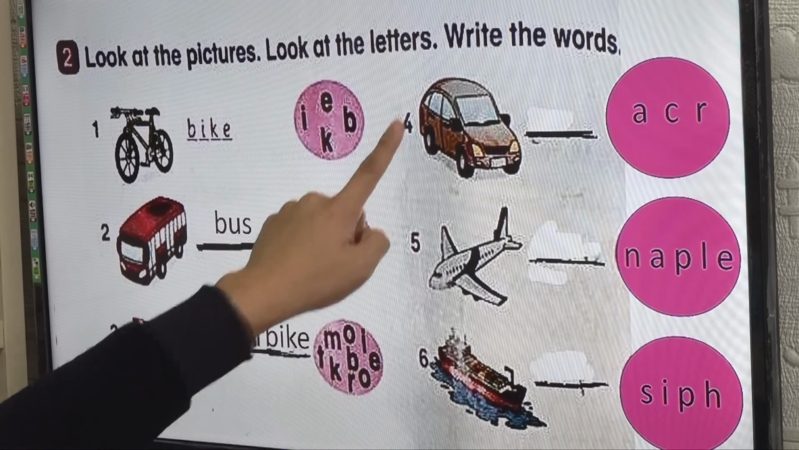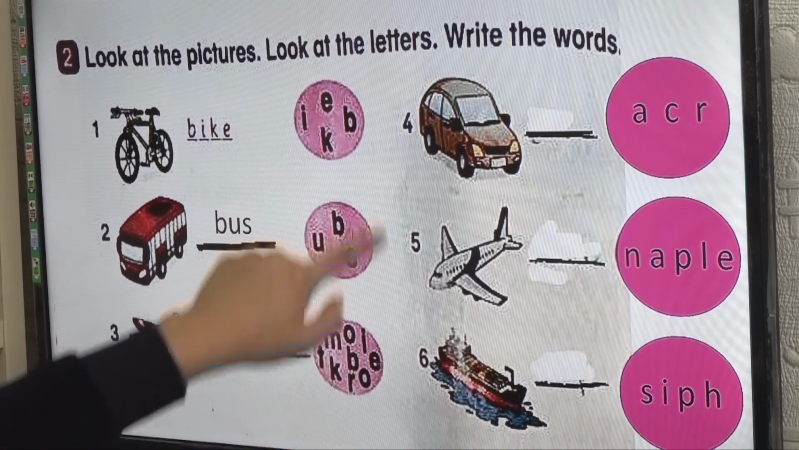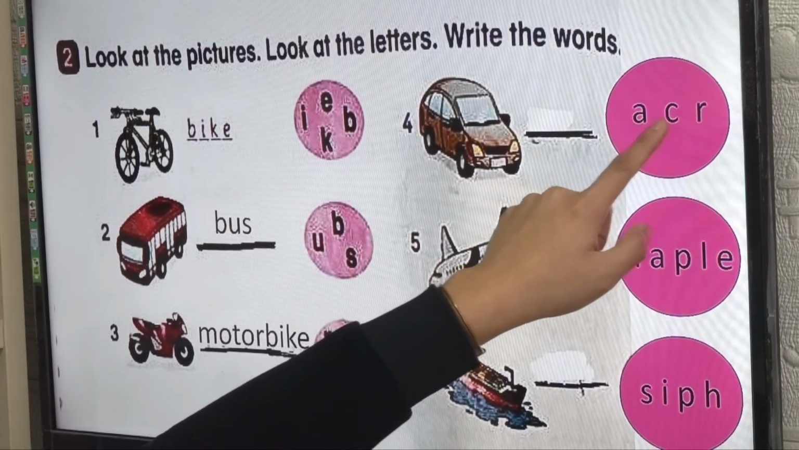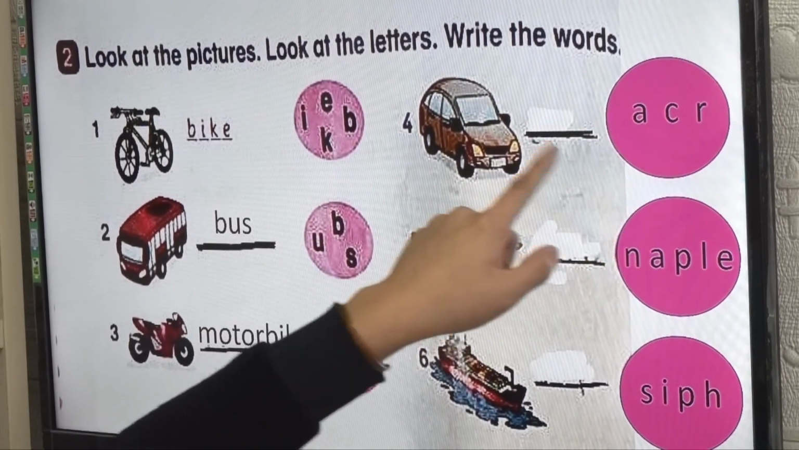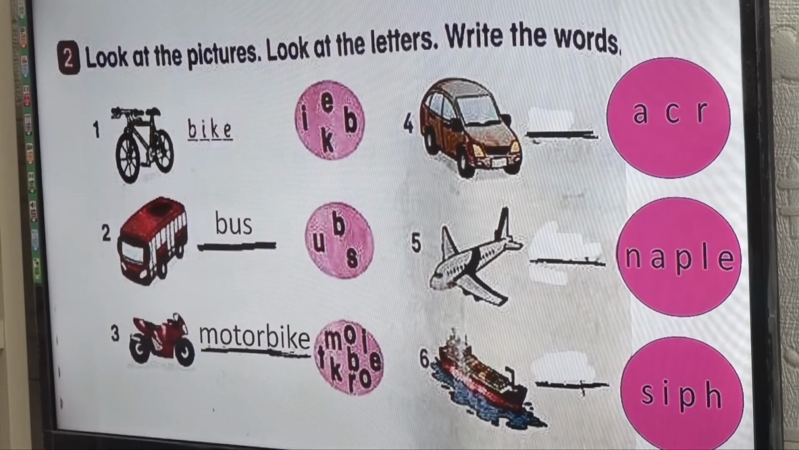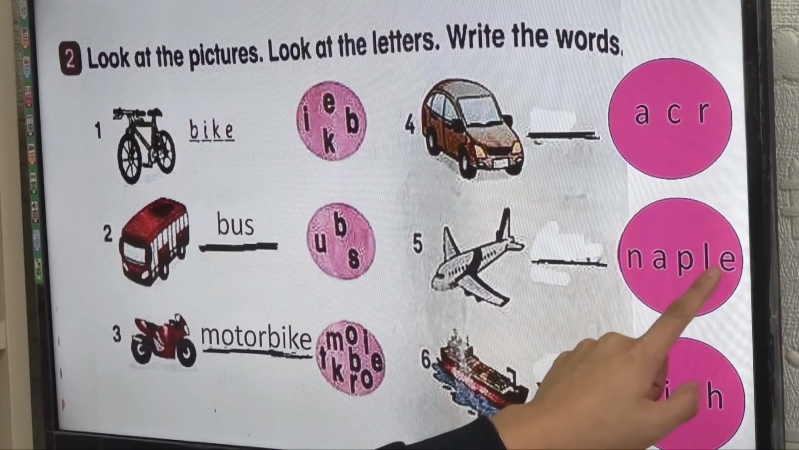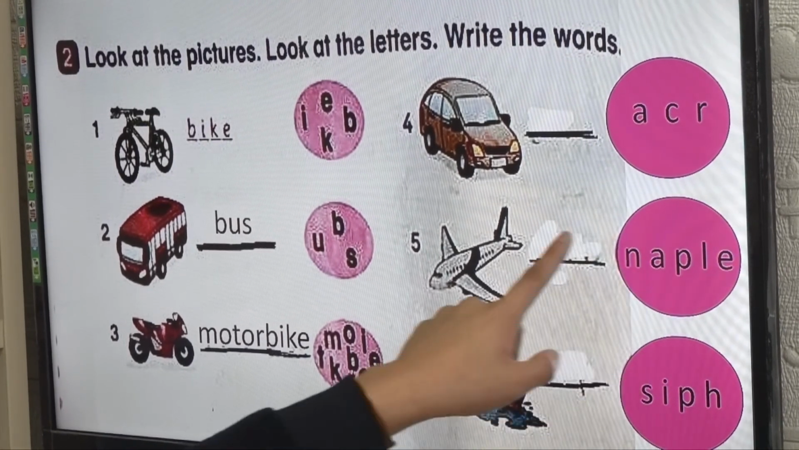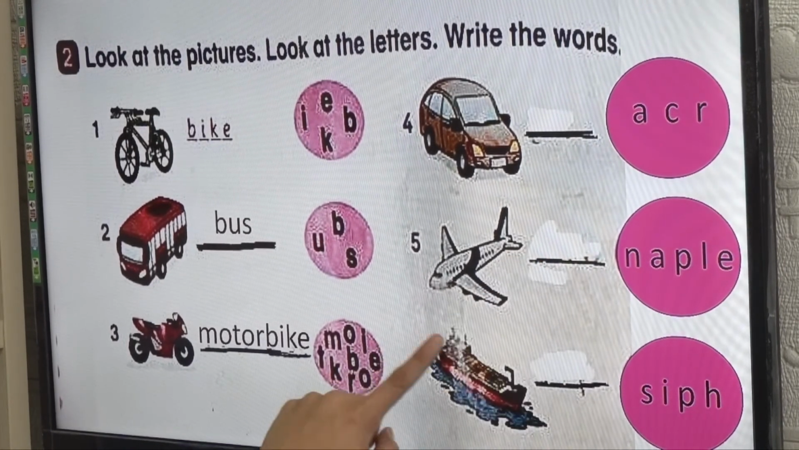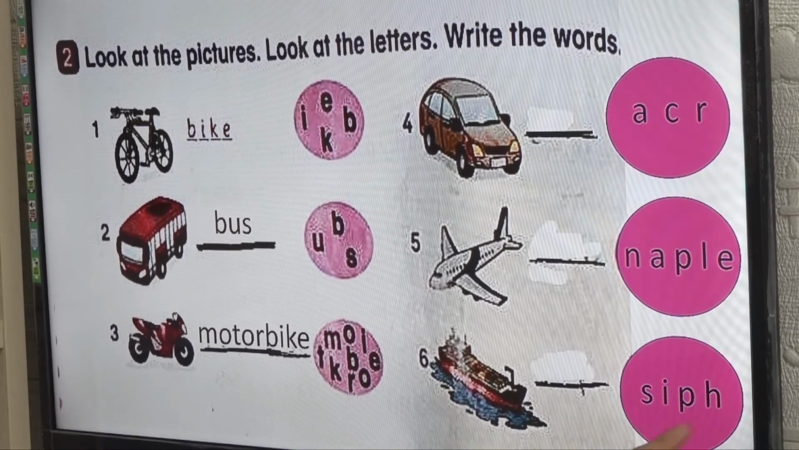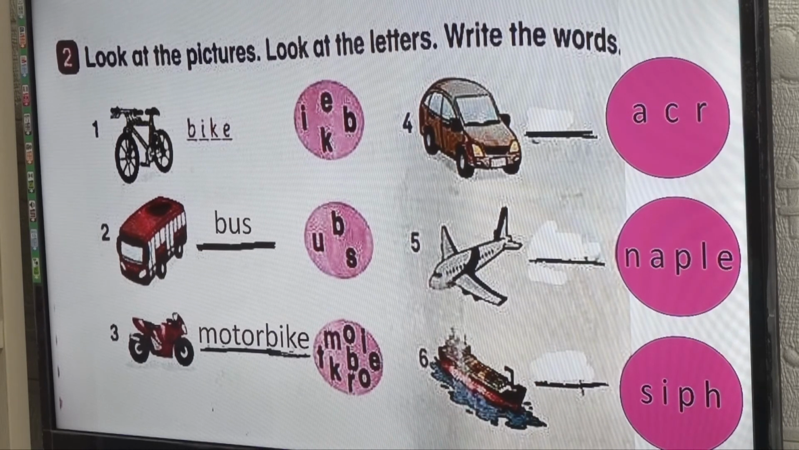Alright, for questions 4, 5, and 6, I'll let you go home and do it. Very easy. Look at the picture. Look at the words ACR. What is this? What word can we make with this picture and these letters? Next one, look at the picture. The letters N-A-P-L-E. We have to mix them around. Number 6. What is this? S-I-P-H. These are the letters to use to put down here. Alright, so these are your homework. Just 2 parts, part 1 and part 2.